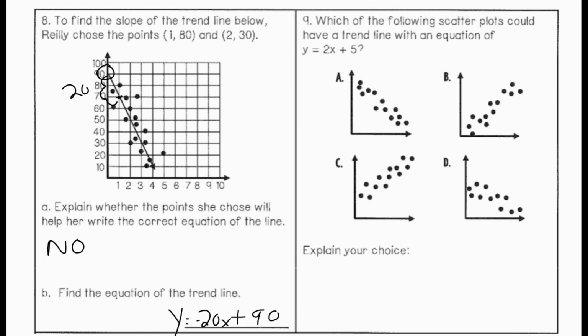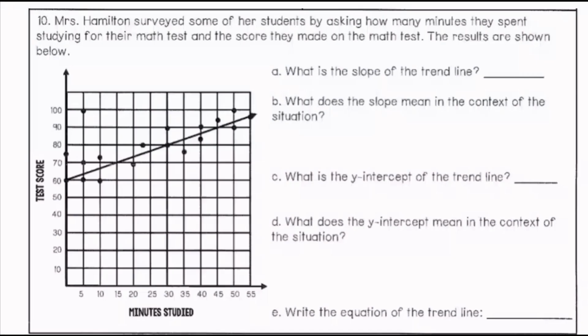Number 9, which of the following scatter plots could have a trend line with an equation of y equals 2x plus 5? Notice here my 2x is positive, so I can throw away any choices that are negative, which would be D and A. Now my y-intercept is positive 5, so that would tell me that I would start at 5. Notice in B, I'm starting at 0, so I can throw away B, whereas C starts at 5, so C is my logical choice.